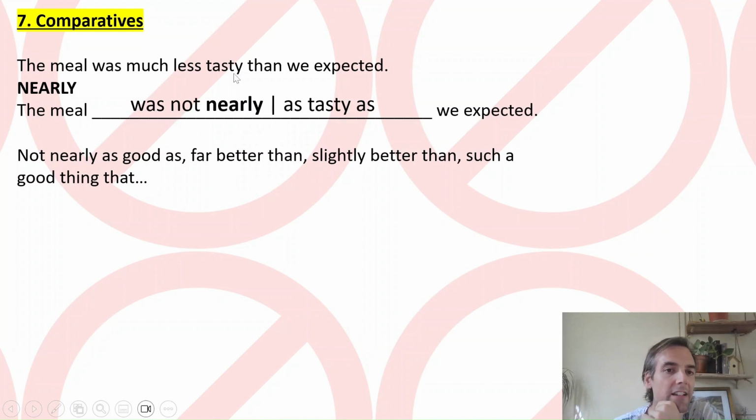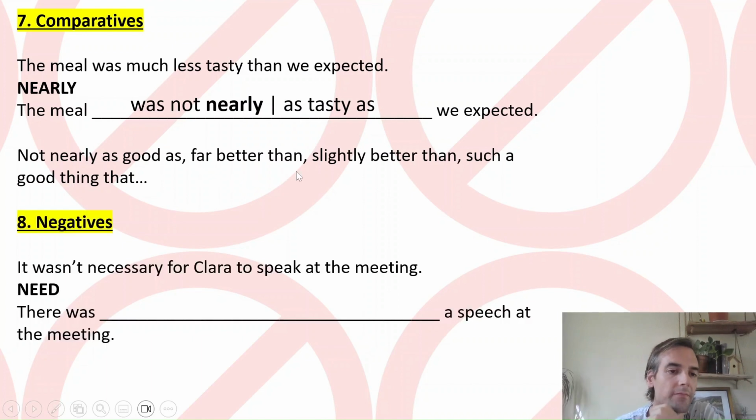And it's the same thing. This sentence is the same, isn't it? Much less tasty, not nearly as tasty. They both mean that there was a big gap in your expectations, a big comparison. So that's comparatives. And as you can see, we need to know how to do degrees of comparison.